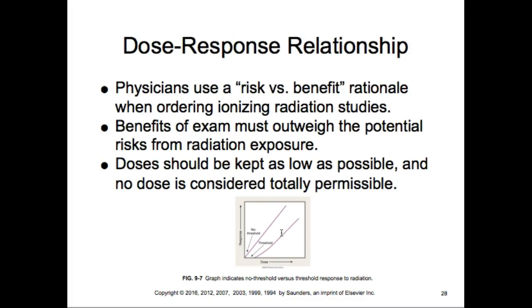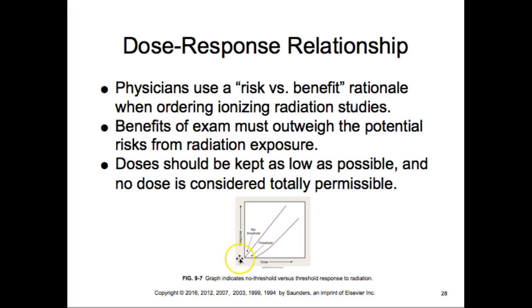So dose response relationship. So when we talk about response curves, this is one of your first ones that you're going to be seeing. So physicians use a risk versus benefit rationale when ordering ionizing studies. Benefits of exams must outweigh the potential risk from exposure. So dose should be kept as low as possible, and no dose is considered totally permissible.